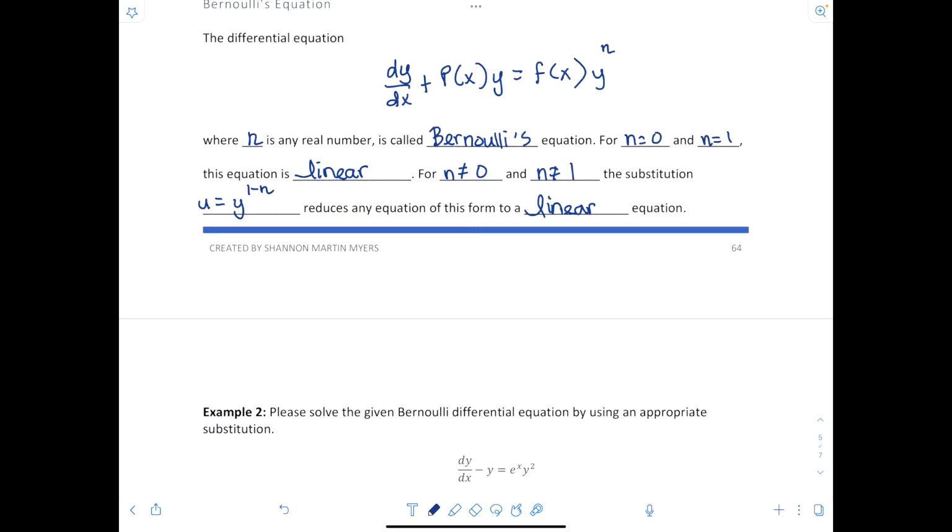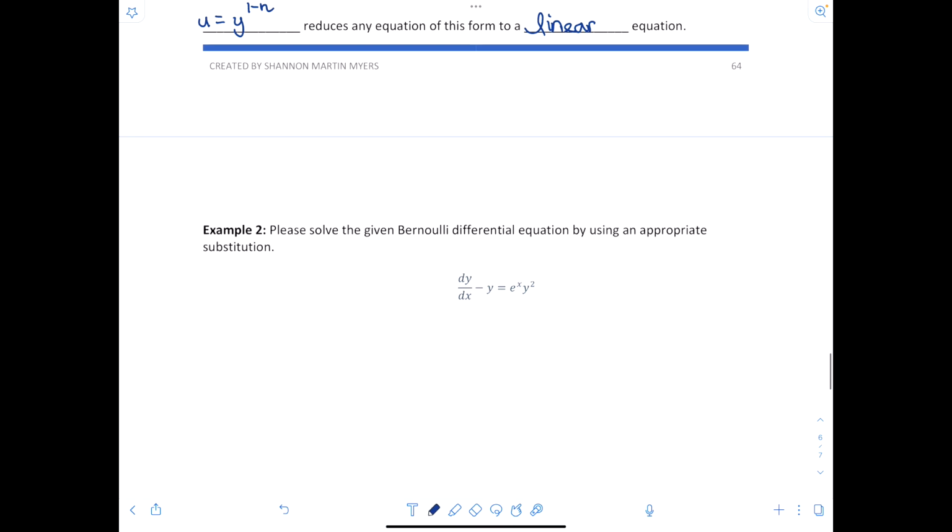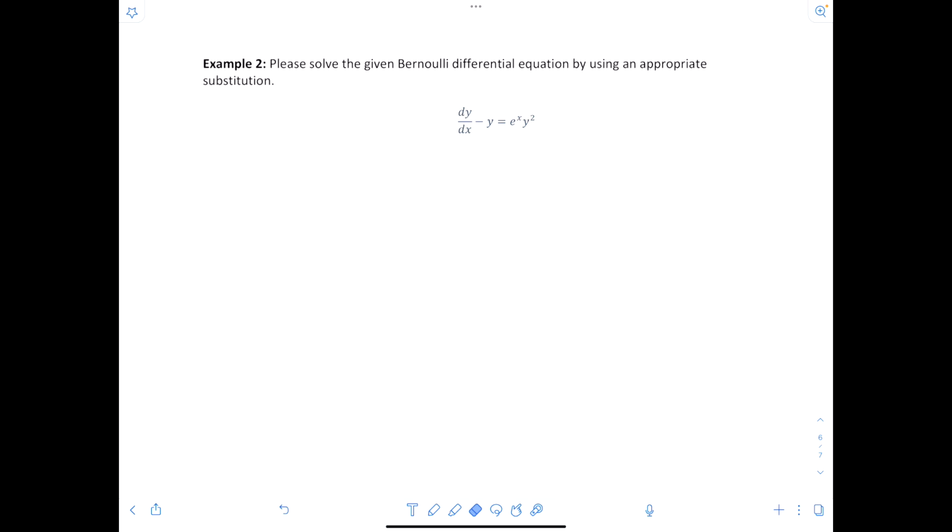In this second example, we have been given that this is a Bernoulli. So our substitution will be u is equal to y to the 1 minus n. Well, n is 2, so we'll have y to the 1 minus 2, which is y to the negative 1.